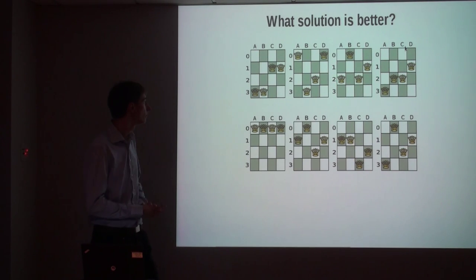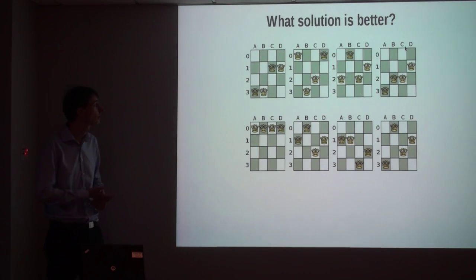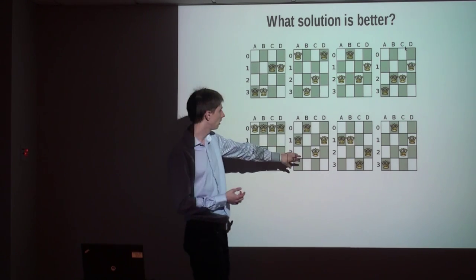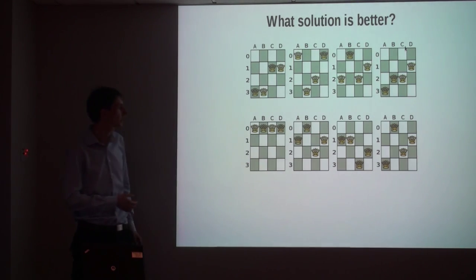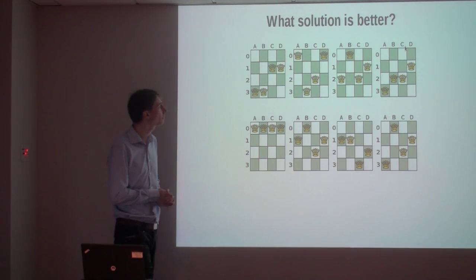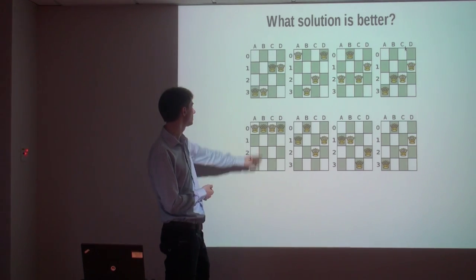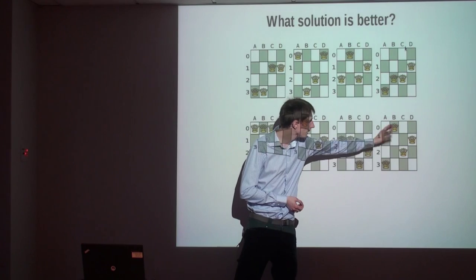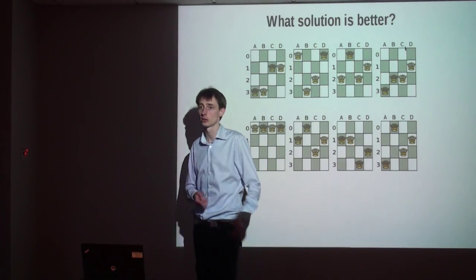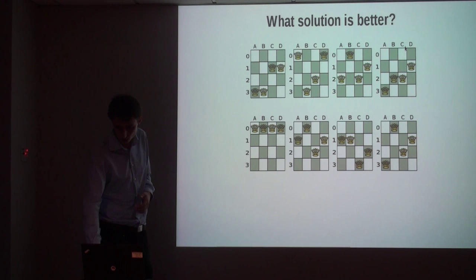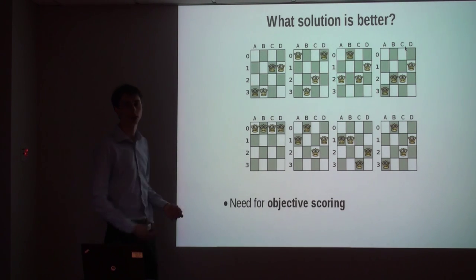I'll use it anyway. Here you have a bunch of solutions. None of them is feasible. In all of the examples, one pair of queens can attack each other. So which one is better, right? That's about score design. This one looks pretty bad because all the queens can attack each other, while this one looks better, at least some of the queens cannot attack each other. So they're not all equally bad. Some are better than others. So we need an objective scoring.